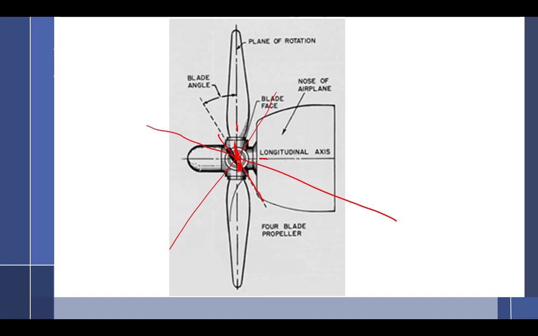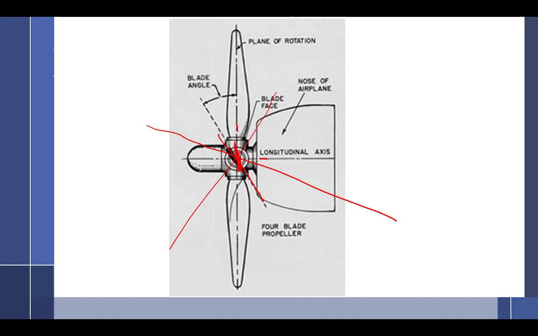And so as the prop goes around, you have one blade that has a nice bite to it no matter where it is, and the other blade that never has any, or something like that. Anyway, make sure that you understand, number one, where your plane of rotation is in relation to the longitudinal axis. Plane of rotation should always be 90 degrees off the longitudinal axis, unless it's some weird propeller.